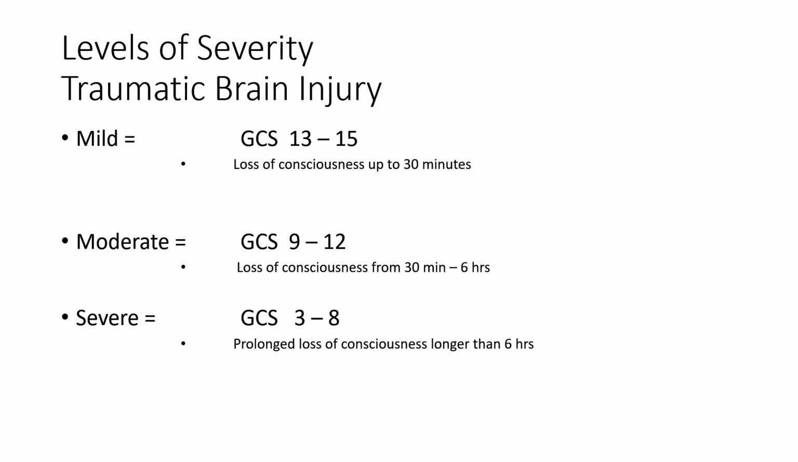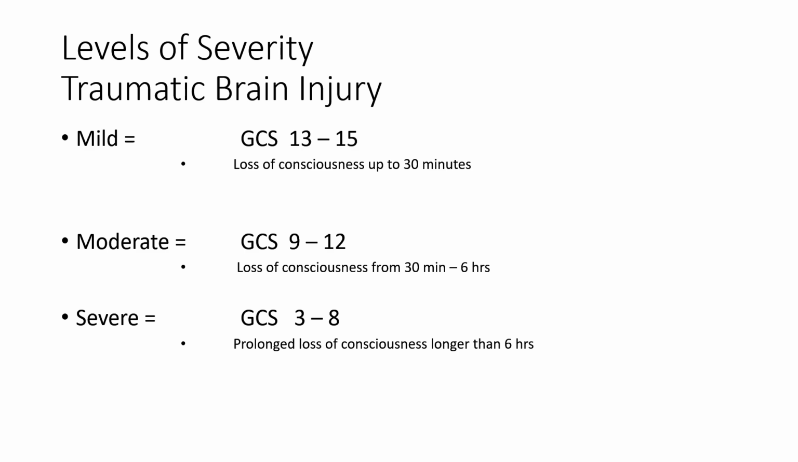This is another way of classifying brain injuries, and there's a chart in your book. A mild brain injury includes a brief loss of consciousness up to 30 minutes. They may have retrograde and antegrade amnesia surrounding the event, and they may be somewhat confused, but they recover very rapidly.